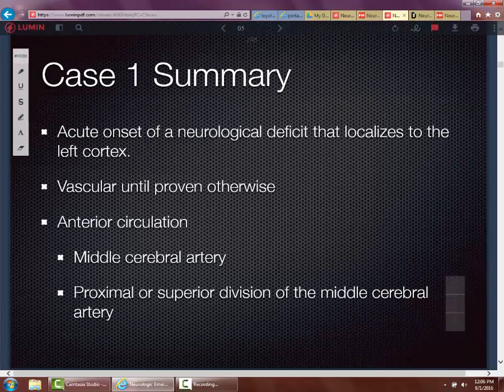If I were to summarize this case, the way I would think of it is there's an acute onset of a new neurologic deficit that localizes to the left cortex. It was acute and it's vascular until proven otherwise. Once you've identified that it's vascular, you want to become more specific about where in the vascular territory it is. I would say this is an anterior circulation problem and not a posterior circulation problem. I would further say that since the face and the arm were involved more than the leg, it's more likely to be a middle cerebral artery problem. You can also say that since the patient has aphasia, it's a very proximal artery problem or a superior division problem.